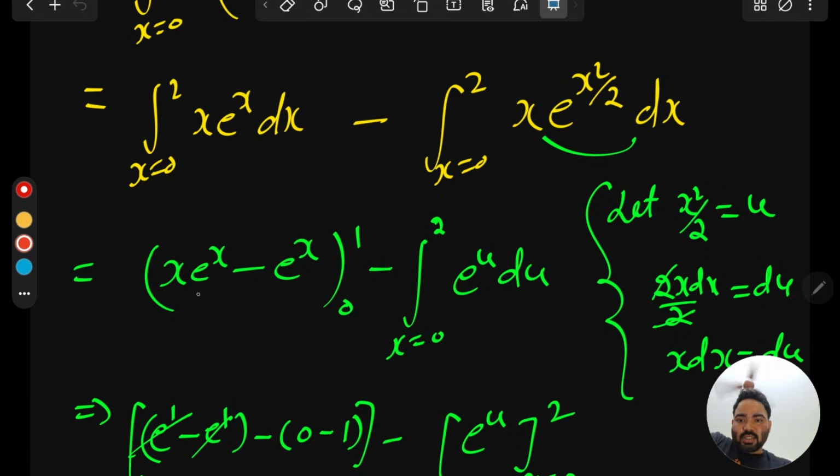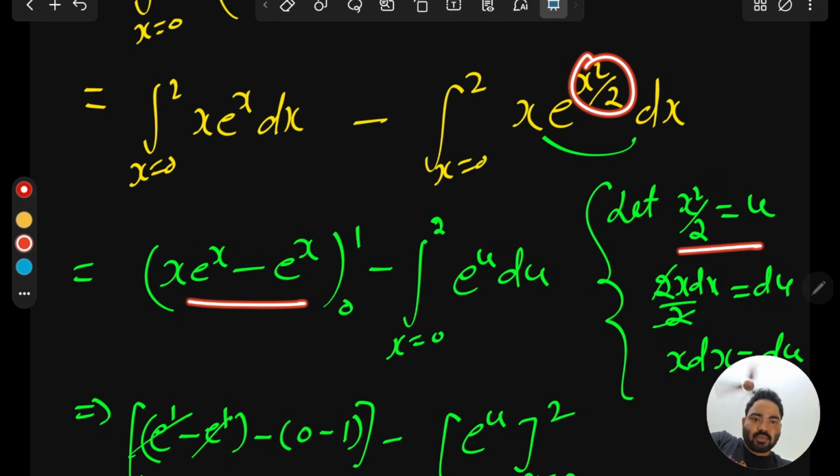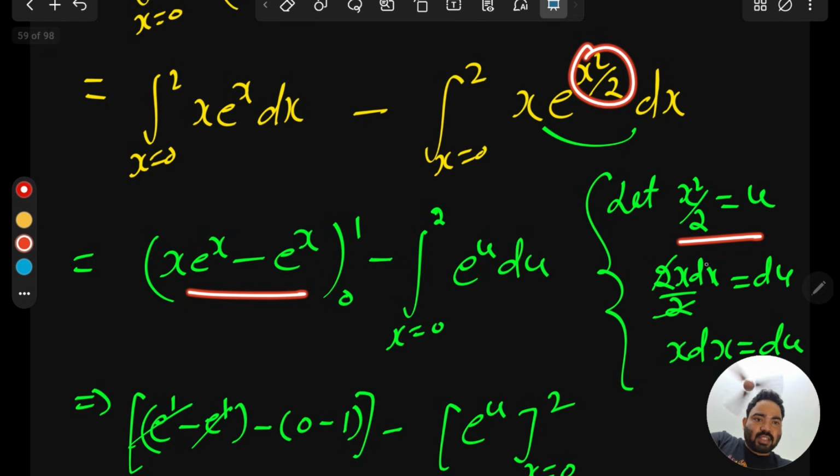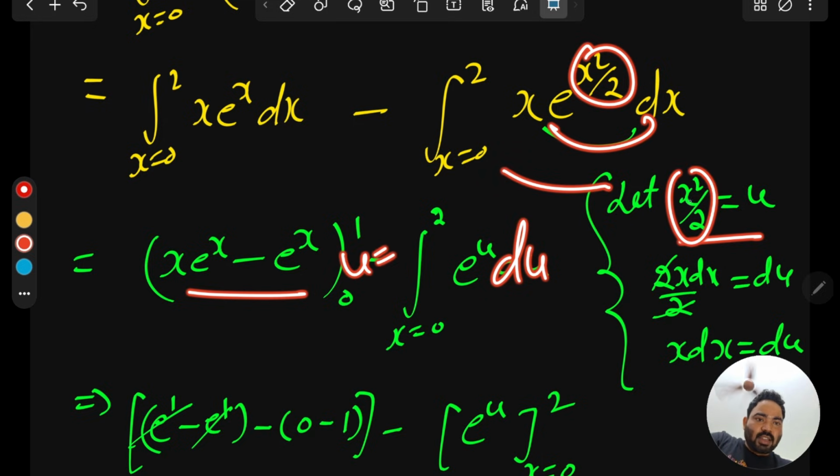After that you can put the limit here, and here you can say this is u, and after that the derivative is present, so x dx now becomes du. If you want to make this a limit of u, then you have to change the limit. If you keep it as the x limit, fine, but if you want to make it a u limit, then you have to change the limit from here. If you put 0, then u will give you 0, and if you put 2 here, then 2 square upon 2 equals u, so the upper limit is also 2.